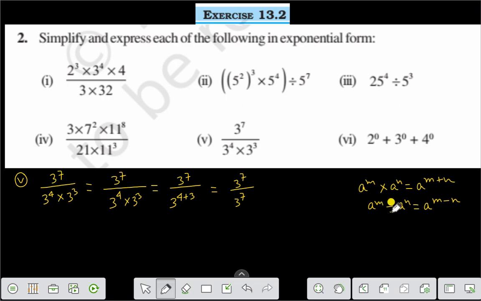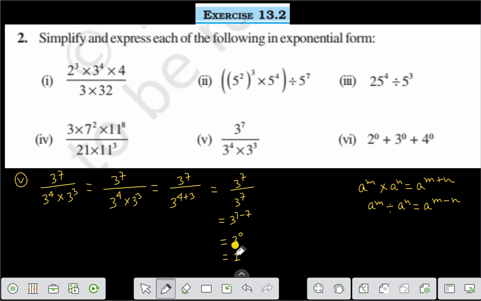When you apply this formula, a to the power m divided by a to the power n is equal to a to the power m minus n, then we are getting 3 to the power 7 minus 7. We can write 3 to the power 7 minus 7 means 3 to the power 0, and 3 to the power 0 means 1. Therefore, the value of question number 5 is 1. Right? Now we'll solve question number 6.